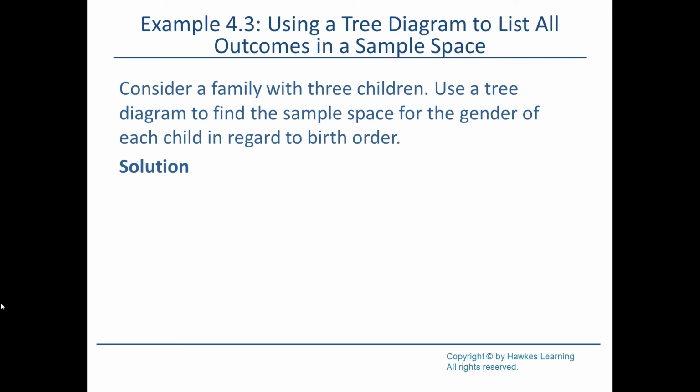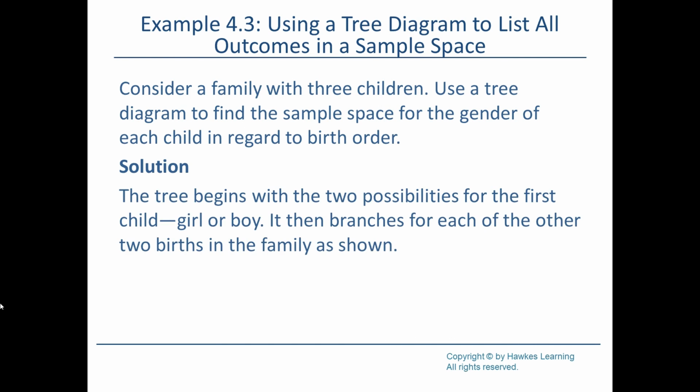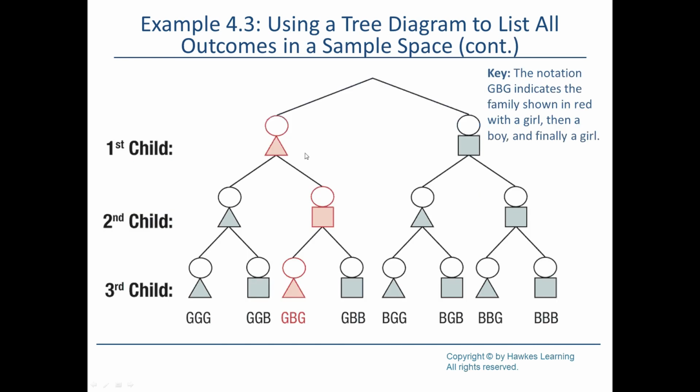Use a tree diagram to find the sample space for the gender of each child in regard to birth order. So again, ordering here does matter. We're doing it oldest, middle, youngest. So here it is. The first child can either be a girl or a boy. Second can be girl or boy, and then girl, boy, girl, boy, girl, boy, girl, boy.